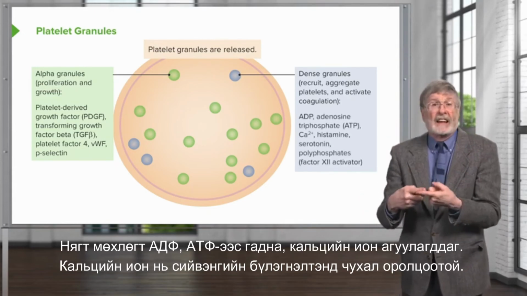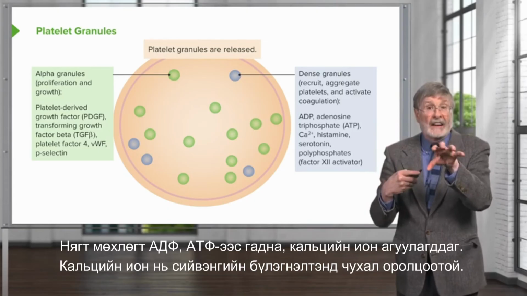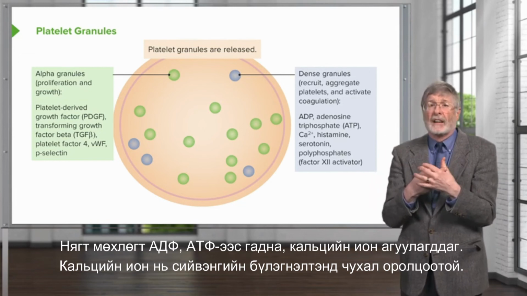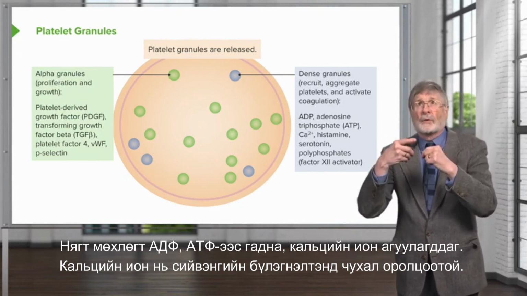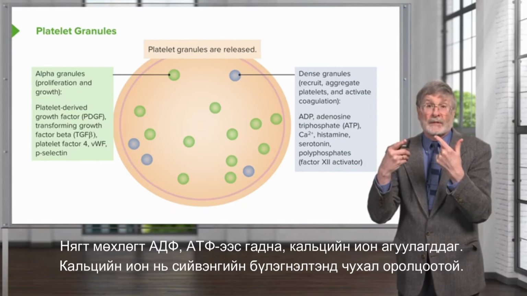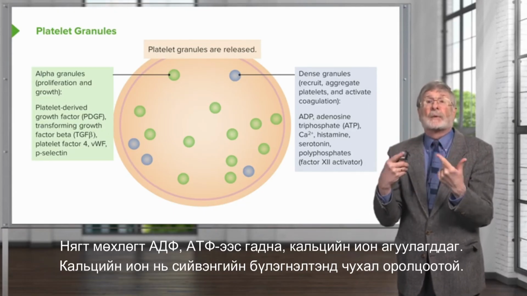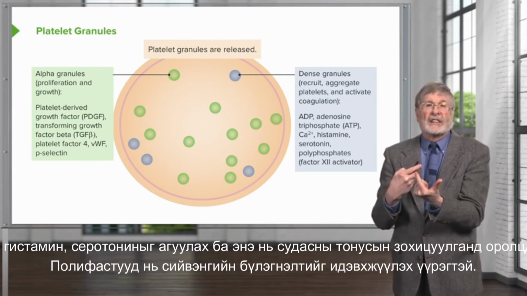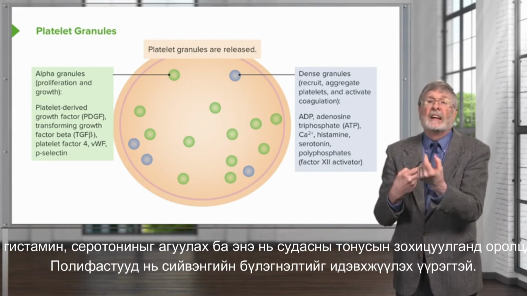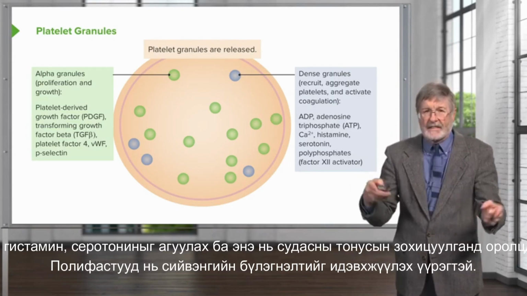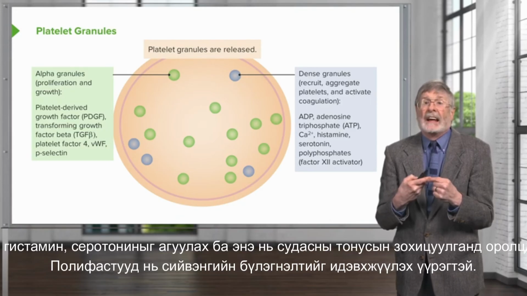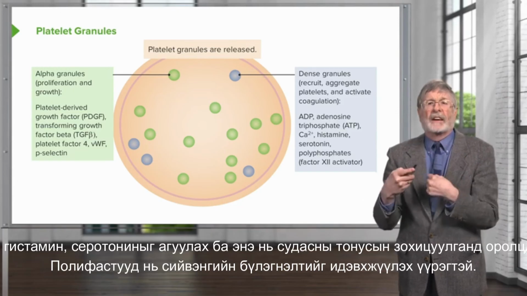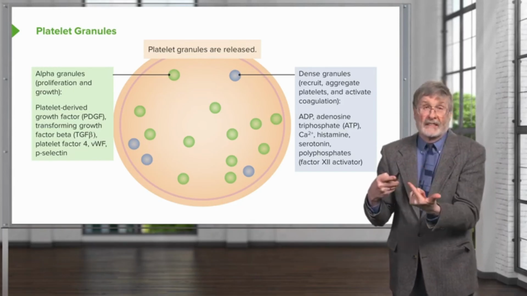These dense granules contain ADP. Remember, ADP is one of the ways that we can activate platelets. It will also release adenosine triphosphate. So it's going to be important for driving some of the inflammatory response and providing ATP for some processes. It will release calcium, going to be very important for driving the coagulation cascade. It will drive histamine and serotonin to affect vascular flow and tone, and it will make polyphosphates. These are going to be important substrates for the activation of the coagulation cascade that we will revisit in detail in a subsequent session.